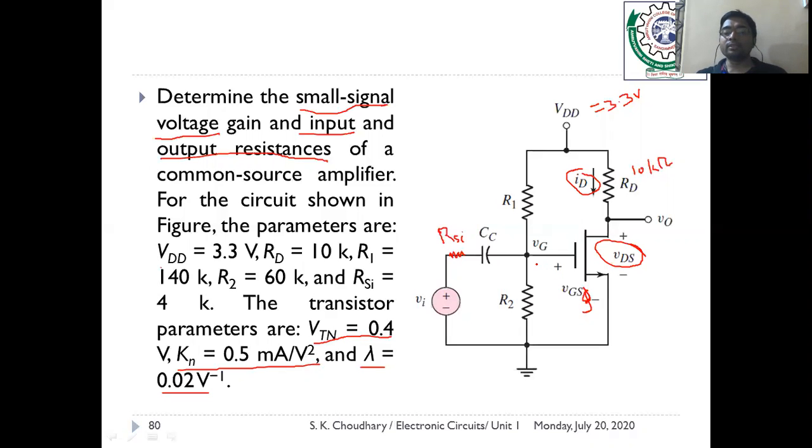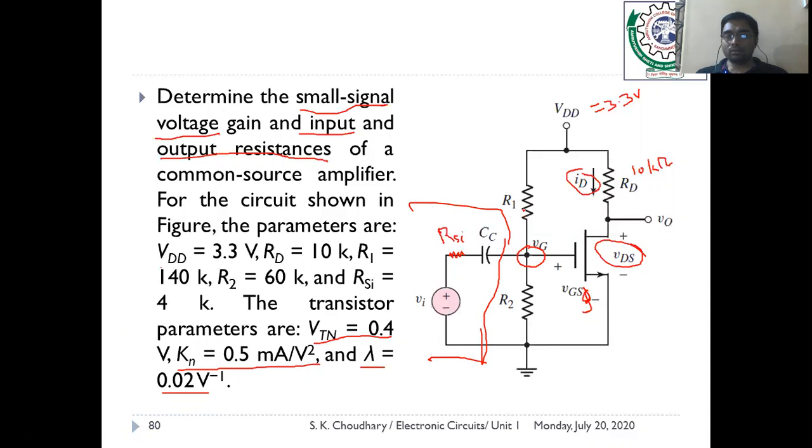So start the calculation. Here the VG and VGSQ are the same because there is no source resistance. As per the potential division rule, this CC would act as an open circuit for DC conditions. So you can say this part is now disconnected from the rest of the circuit for DC analysis only.